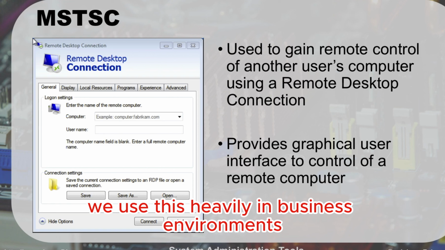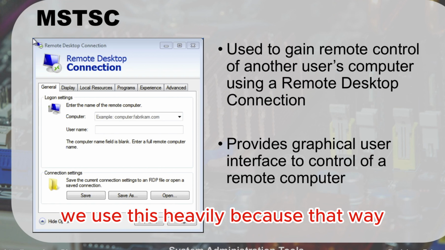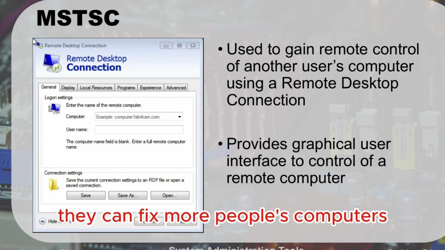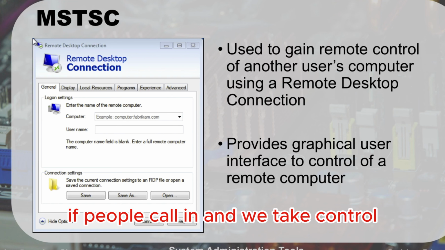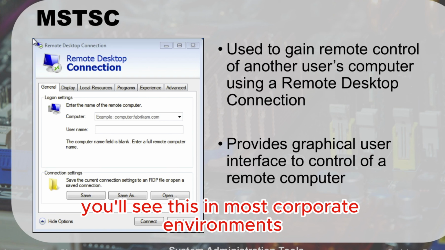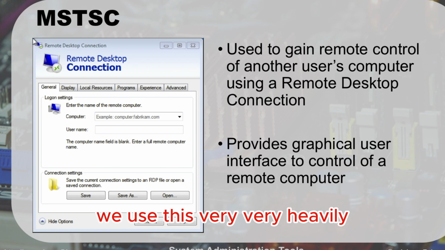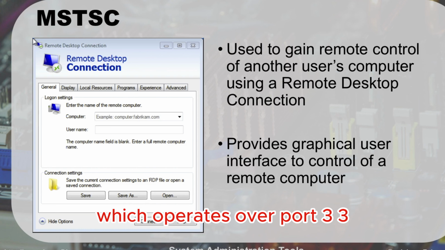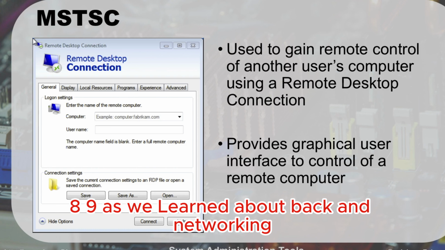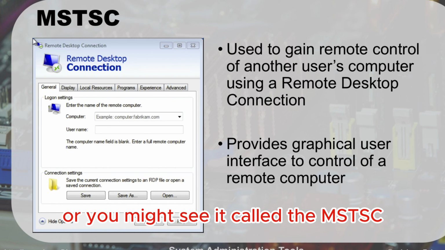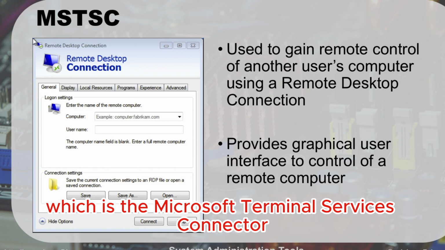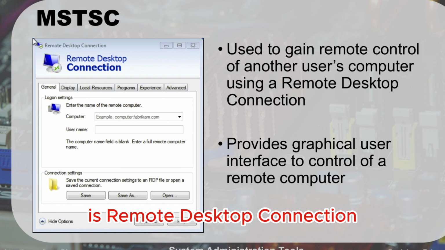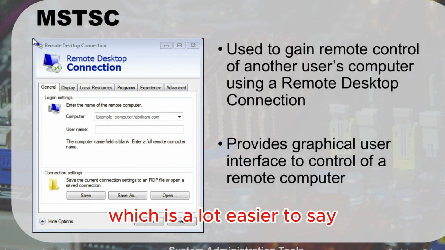We use this heavily in business environments. We use this heavily because that way our technicians don't have to waste their time walking to people's desks. They can fix more people's computers if people call in and we take control. You'll see this in most corporate environments. We use this very, very heavily. Again, called remote desktop connection, which operates over port 3389, as we learned about back in networking. Or you might see it called the MSTSC, which is the Microsoft Terminal Services Connector. The newer name for it, though, is remote desktop connection, which is a lot easier to say.